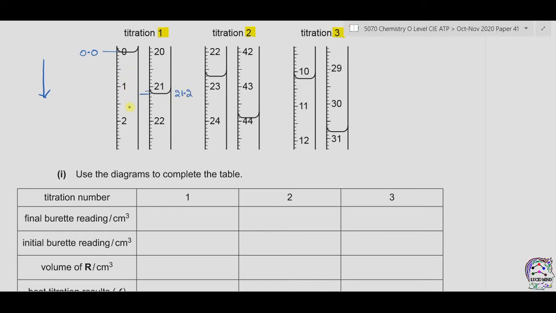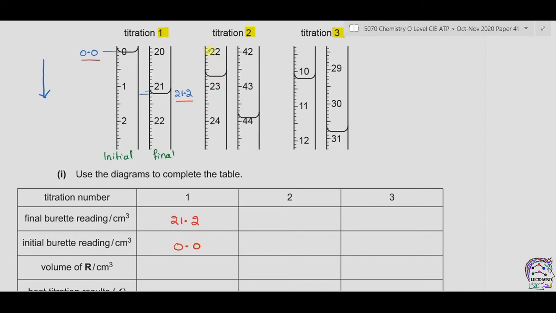You should also remember that the first value is the initial burette reading, while the second value given is the final burette reading. So in titration 1 we had 21.2 as the final burette reading, so we can write 21.2, while the initial burette reading was 0.0, so we can write 0.0.